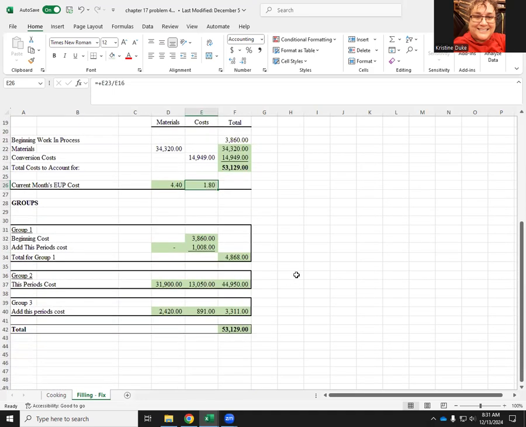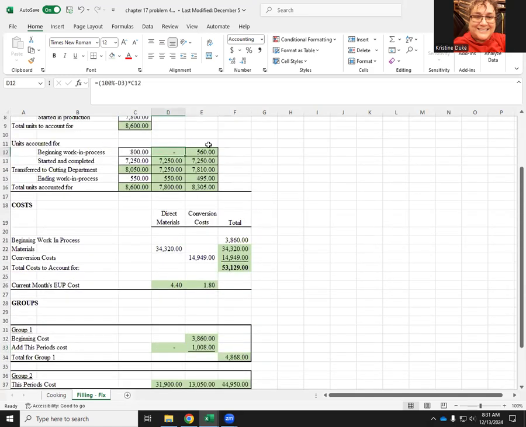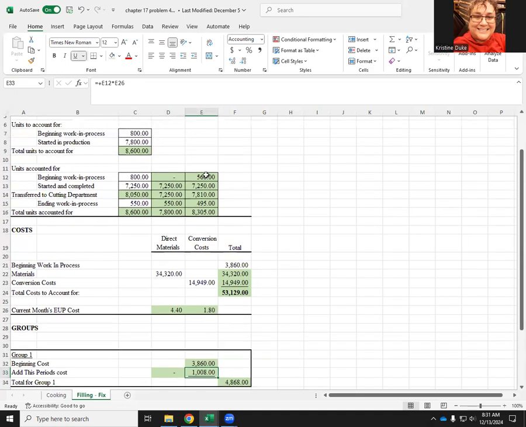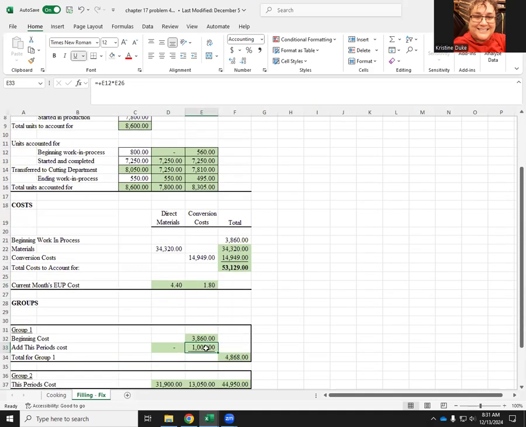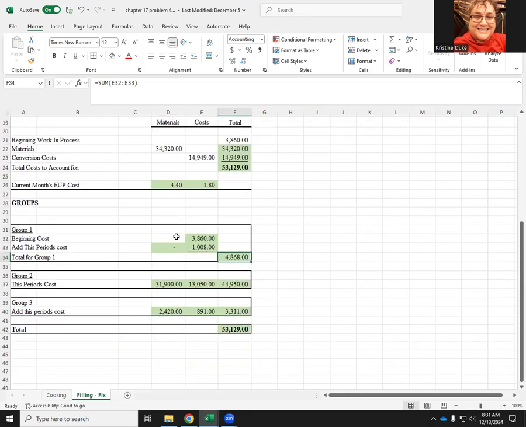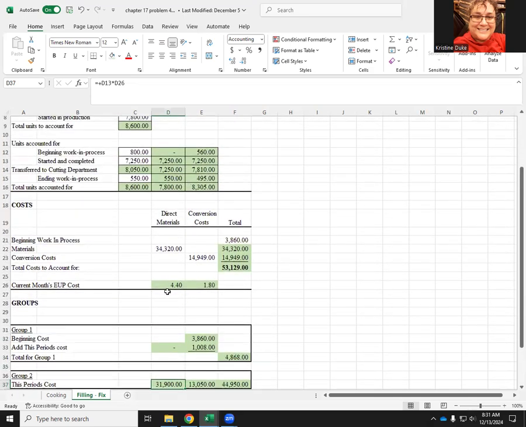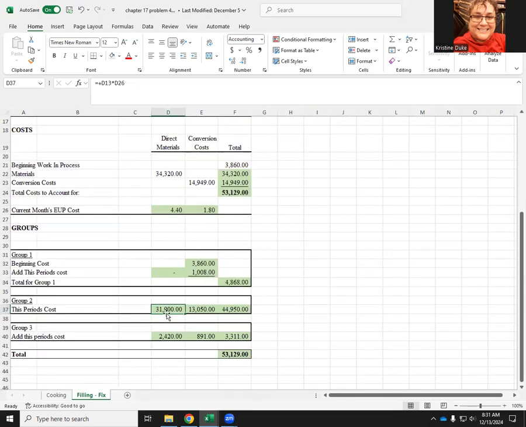Okay. Group 1, my beginning work in process. Here's my beginning. Because if I look up here, I have no materials, so materials times 0, materials times 4.40, is obviously 0. But then up here, I've got 560 times 1.80, which is that amount. So this is my beginning work in process, and this is what my ending total is. This is my started and completed, and that's 100%. So 7,250 times 4.40, 7,250 times 1.80. It's reflected here. Add them together.